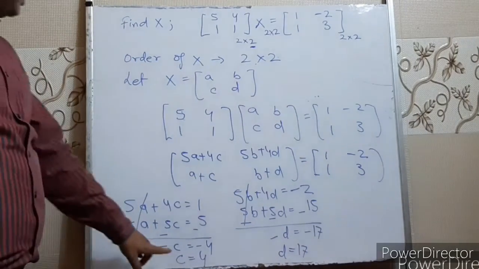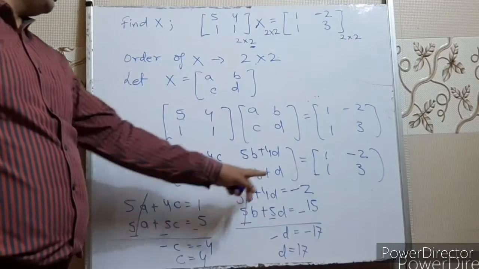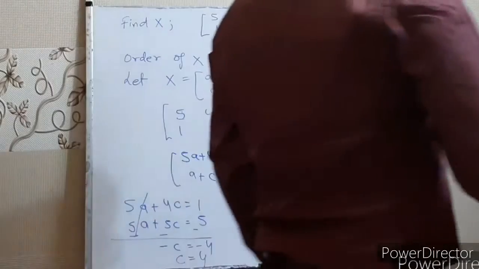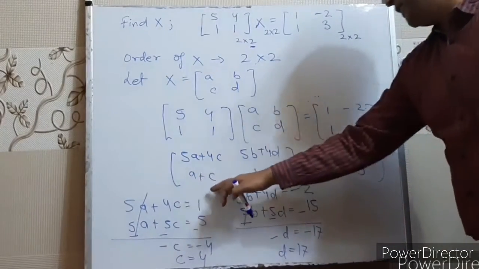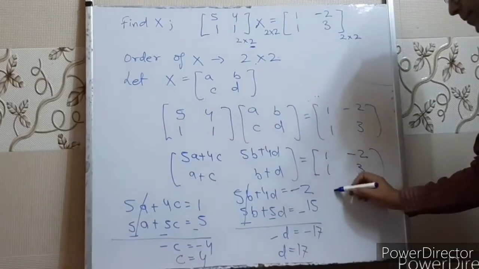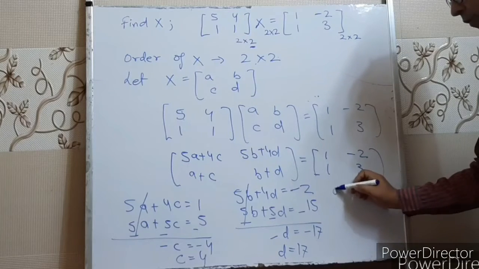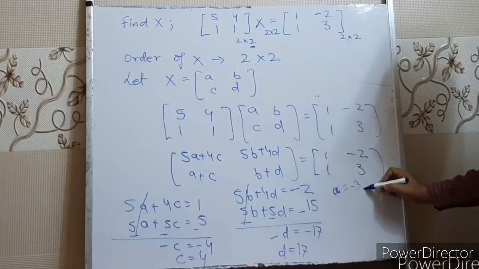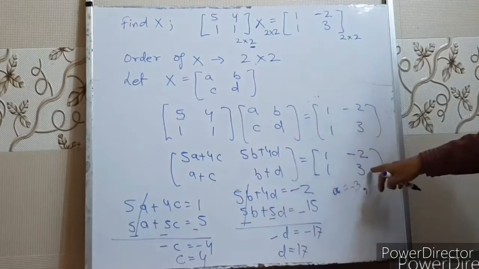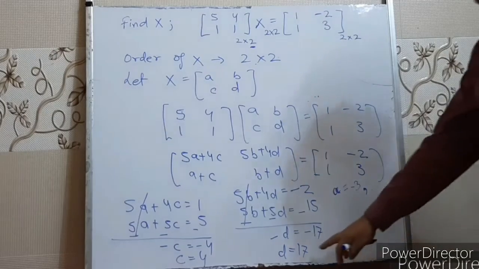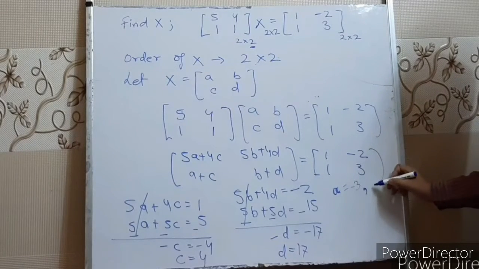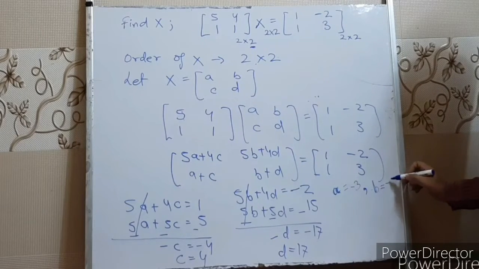Okay, children. You can see that when C is 4, A plus 4 equals 1. So the value of A you will get, A plus C equals 1, and when C is 4, the value of A will be minus 3. The value of D is 17 and B plus D, you know, is 3. When you put D equals 17 in this equation, what will you get? B plus 17 equals 3. So the value of B will be minus 14.